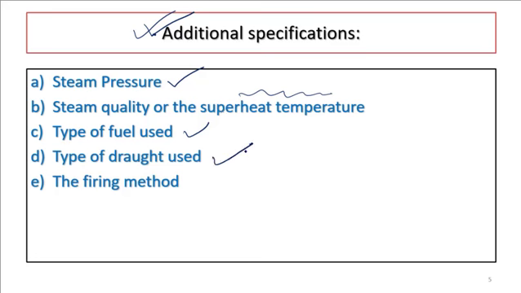If the draught used is natural draught, then definitely the rate of fuel combustion will be less, and accordingly the rate of steam production will be less. And if artificial draught is used, then the rate of fuel burning will be more, and heat production will be more, and the steam production rate will be much higher than with natural draught. Then the firing method: what firing method is used for the boiler? Those additional specifications have to be mentioned to describe the performance of a boiler.